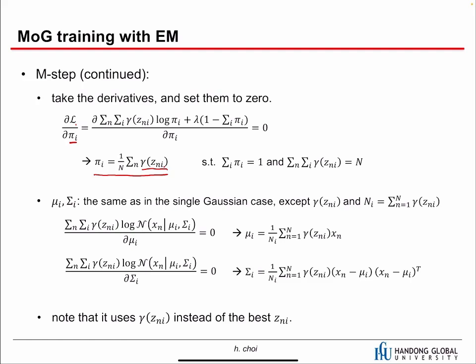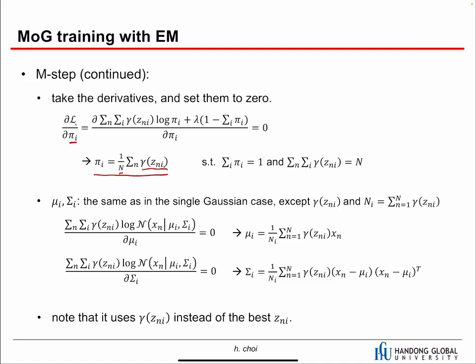If it is k-means, then this responsibility is exclusive. Then we just count how many samples are in each cluster and divide by the total number of samples. But in this case, it is a soft assignment. Then we have to sum all the responsibilities of sample n in cluster i, and then we divide this number by n. That is pi sub i.